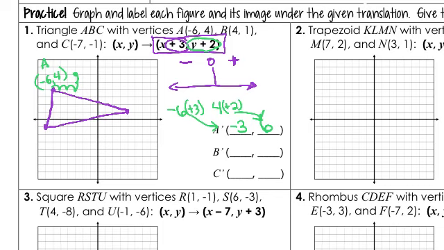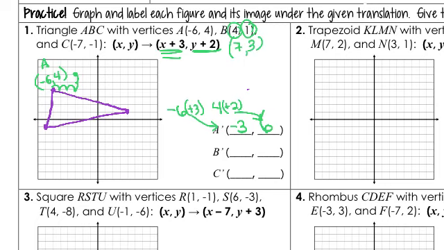Okay, so that was a lot to take in at one time. Let's go back and think about this. This is our rule. For this problem, it is take all your x values and add 3. So what is 4 plus 3? It's 7. And what is the y value plus 2? Well, what's 1 plus 2? It's 3. So 7 comma 3 is our new location. So let's go 7.